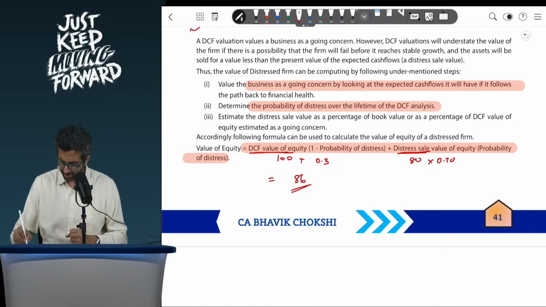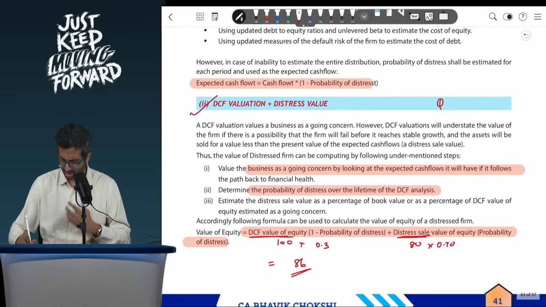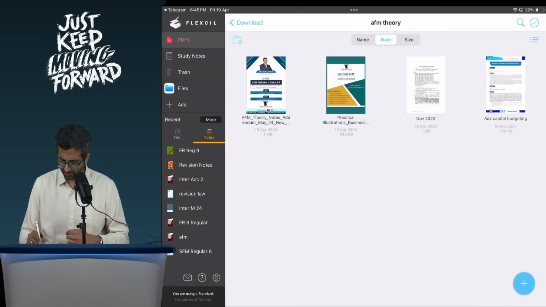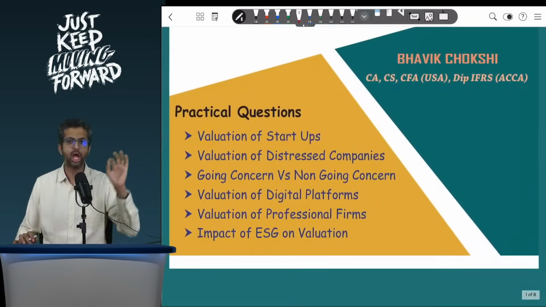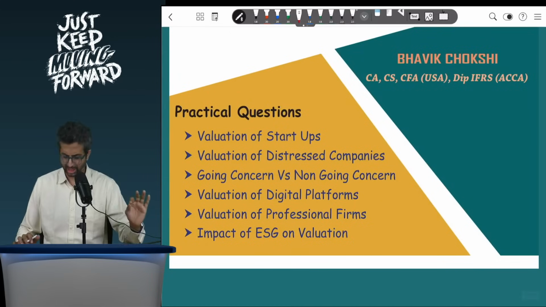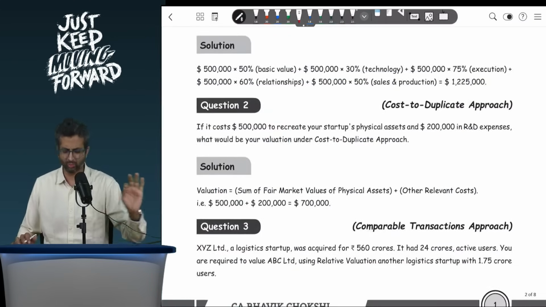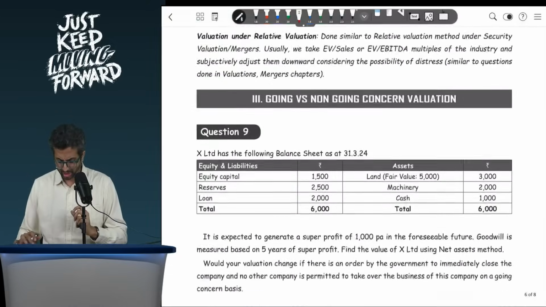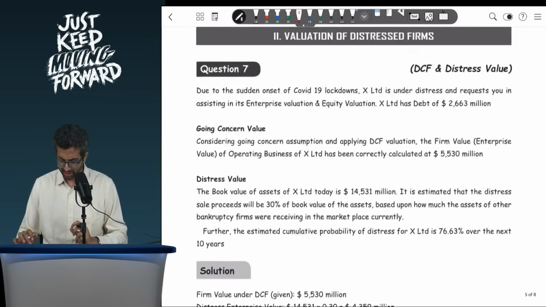For this, we have kept a separate sum. I think this is question number 7 or 8. Let me just refer to question number 7. This is from the practical question section. I will share this on the Telegram channel. The description will have the link for the same. So you can refer to that. Currently, let us say we go to question number 7.